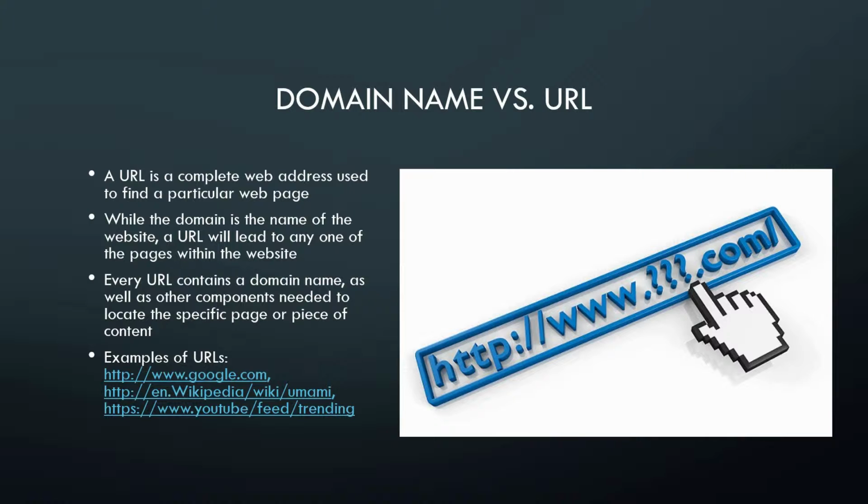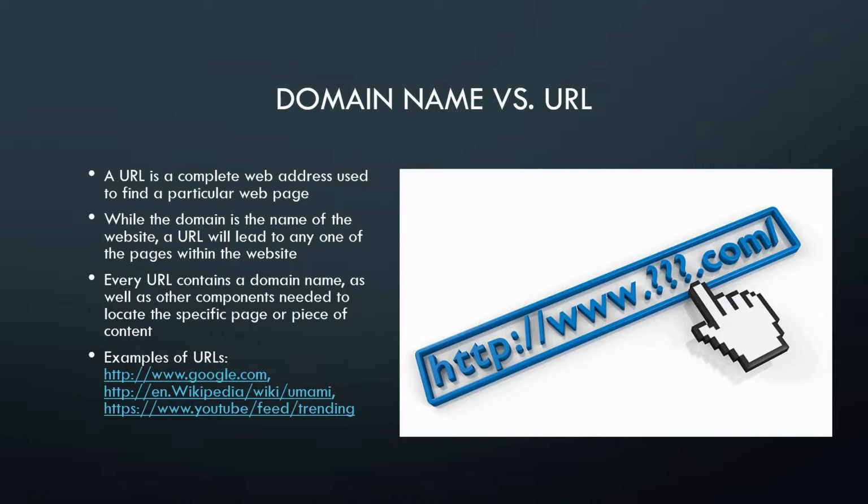Now, the difference between a domain name versus a URL. A URL is a complete web address used to find a particular web page. While a domain is the name of the website, a URL will lead to any one of those pages within the website. Every URL contains a domain name, as well as other components needed to locate that specific page or a piece of content.